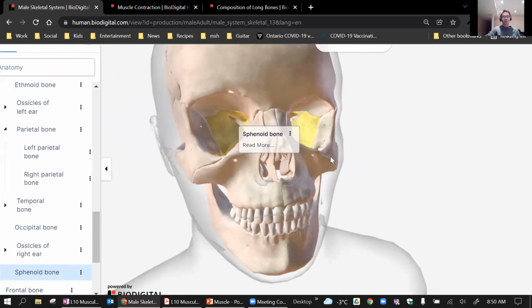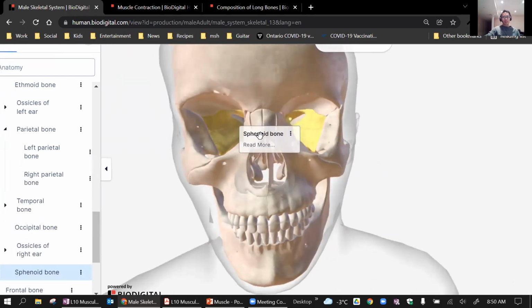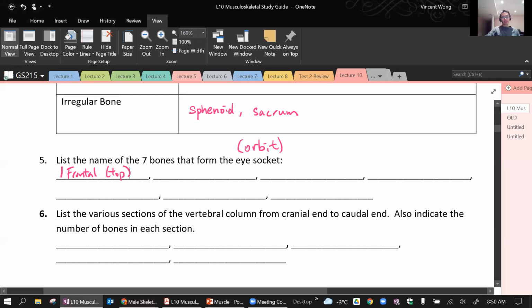Okay, so that's the sphenoid bone, and that's how you spell it. And that forms the back of your eye socket. Okay, and you should be writing this down right in the study guide right here.